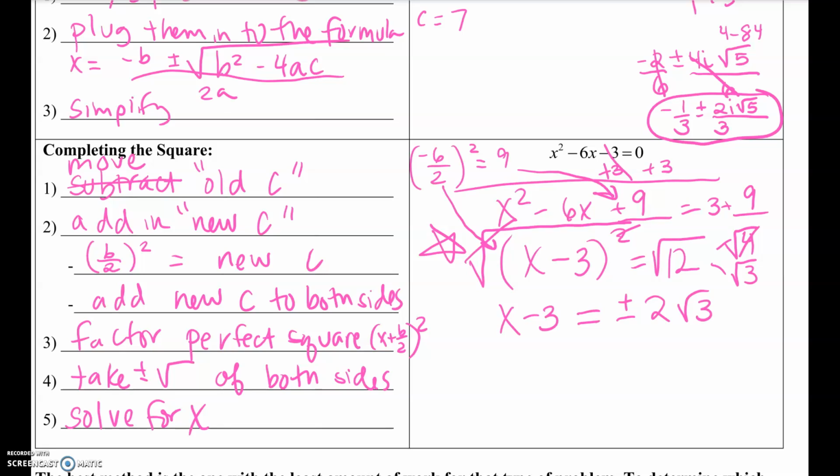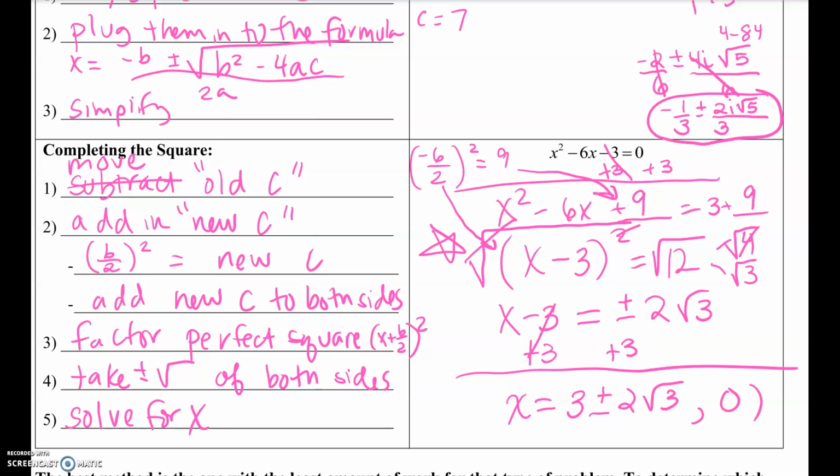And now to solve for x, I just add the 3 so that it's by itself. And I'm going to add it to the front of this expression. I have x is equal to 3 plus or minus 2 rad 3. And then I could write comma 0 so that these are x-intercepts. And I probably should have done that with my imaginary numbers for the quadratic formula too.